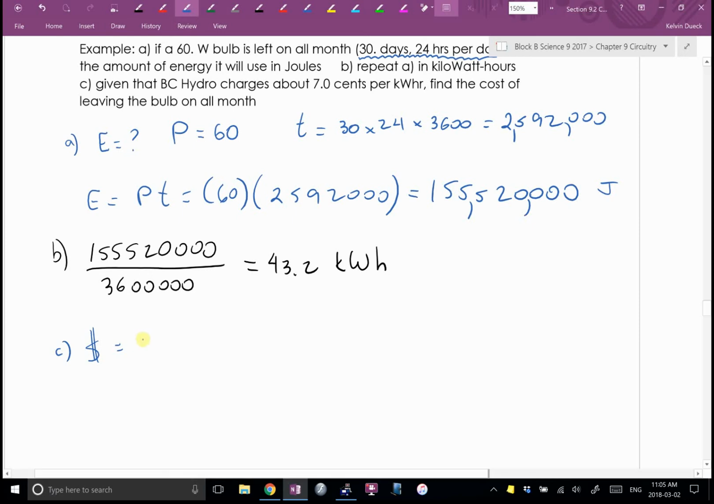Okay, 43.2 times 7 cents. Why? Look up. Why is that wrong? That is wrong. Why is that wrong? It's $7. Okay, so how do I change it to cents?